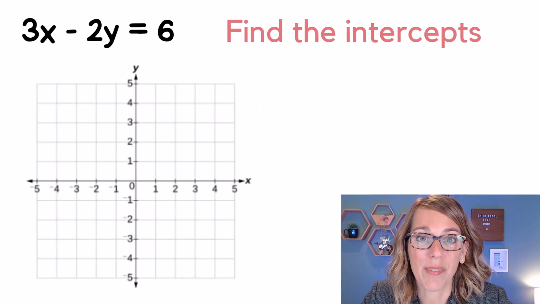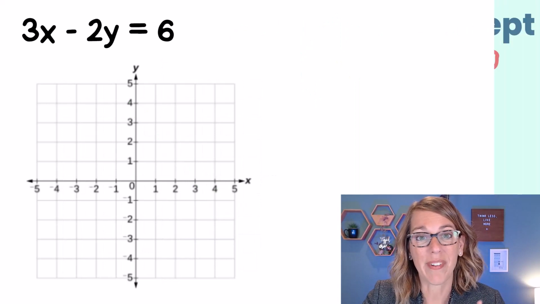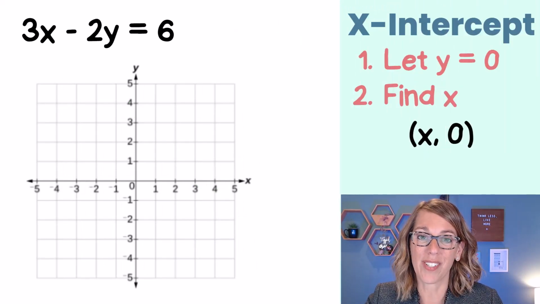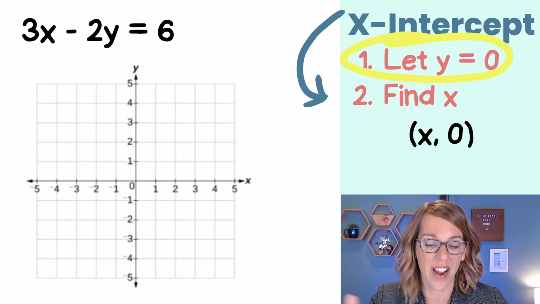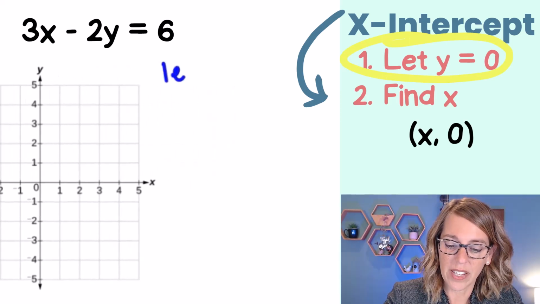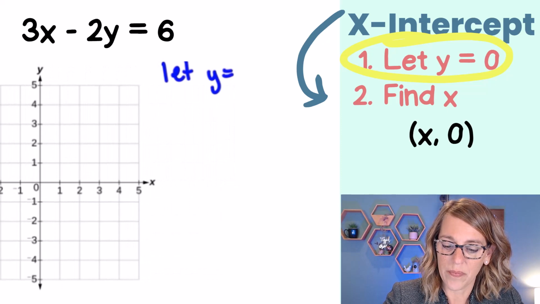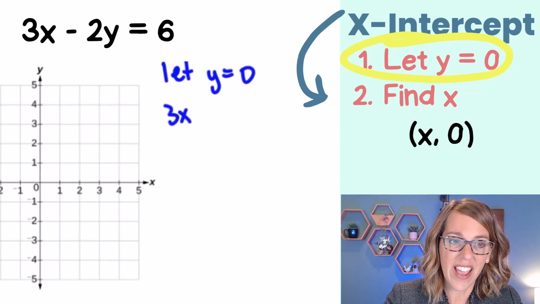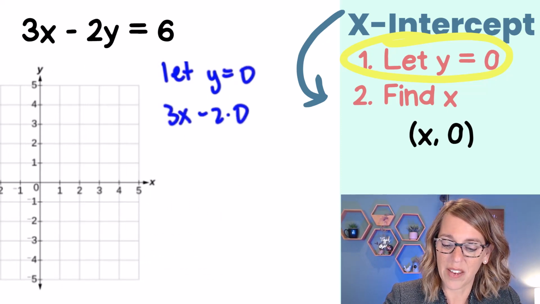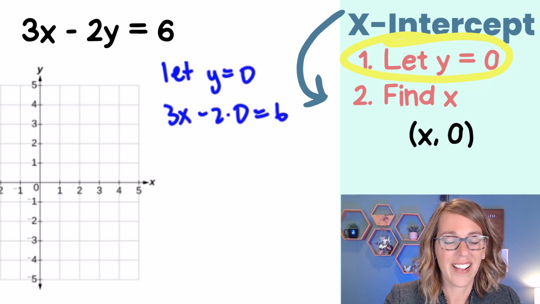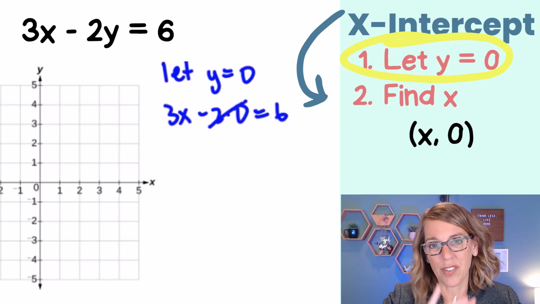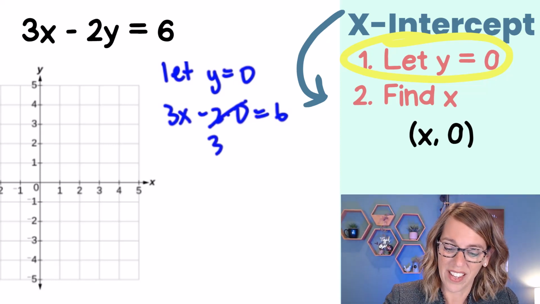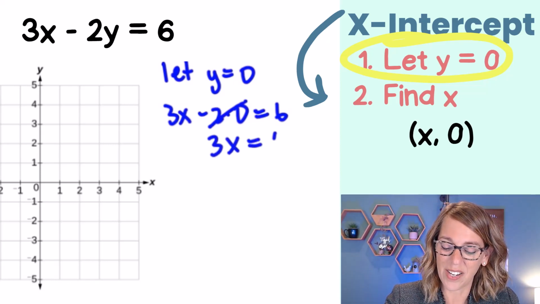Now let's find the intercepts for this equation. I'm going to again start with that x-intercept, so I want to let y equal 0 so we can find that value for x. So if we let y equal 0, that's going to give us 3x - 2 times 0 is equal to 6. You gotta love zeros because that middle term there, that 2 times 0, just completely goes away. I get 3x is equal to 6.